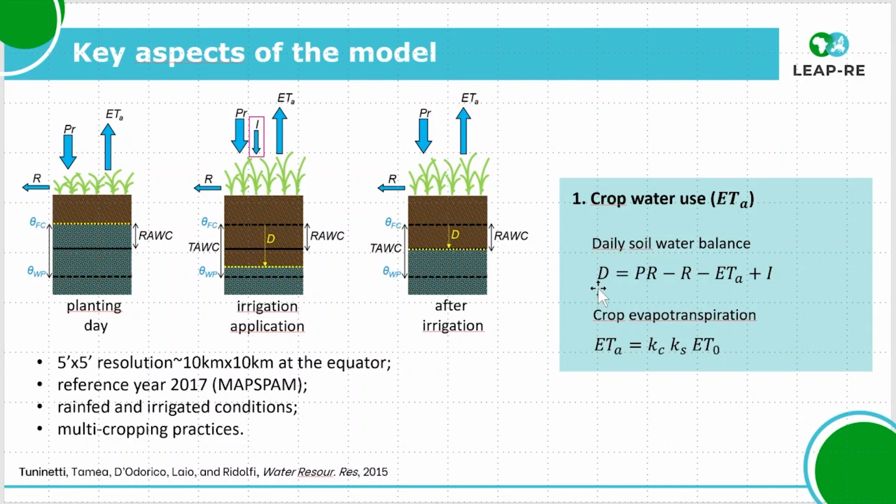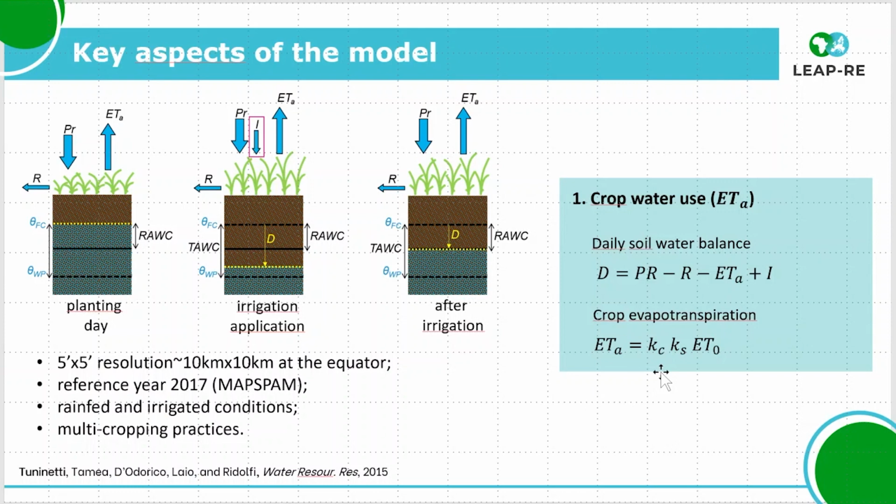Accordingly, it is a function of reference evapotranspiration, which is associated to a reference grass of 10 centimeter height, multiplied by 2 adjusting factors: Kc, that accounts for the crop properties, and Ks, which accounts for water stress.